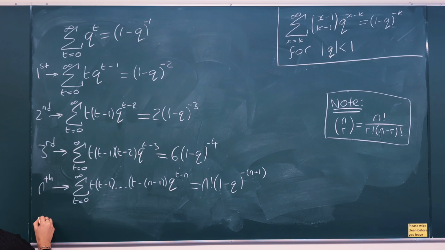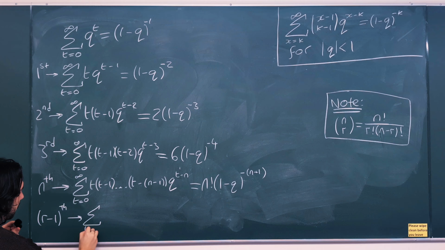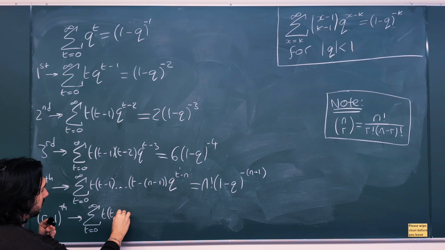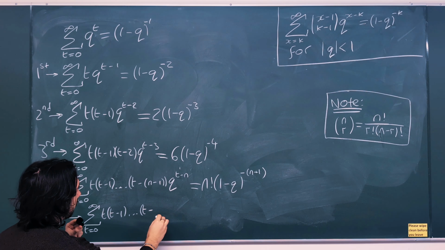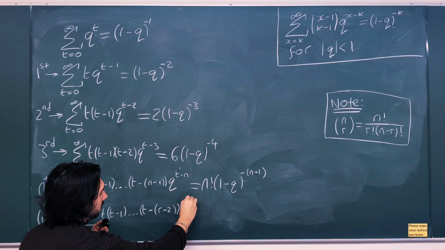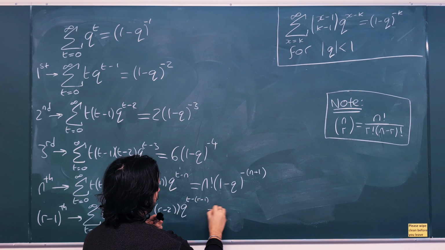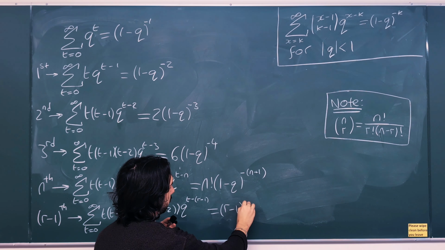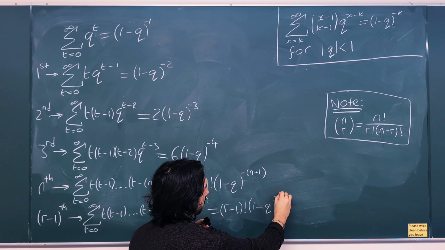So I'm going to find the r minus 1th derivative. I'm just plugging it into this little formula that I've got here. So it's going to be the sum from t equals 0 to infinity of t times t minus 1 all the way down to t minus r minus 2 times q to the t minus r minus 1, equals r minus 1 factorial times 1 minus q to the minus r, okay?